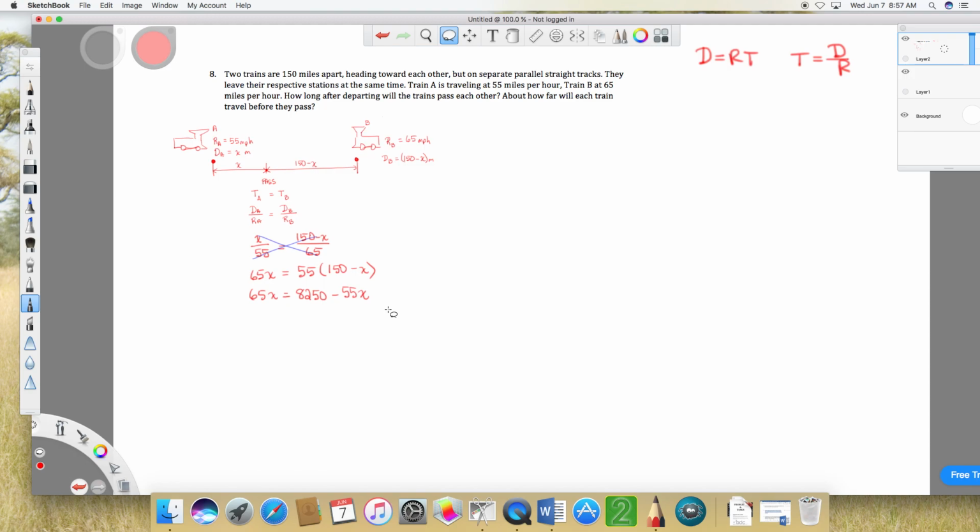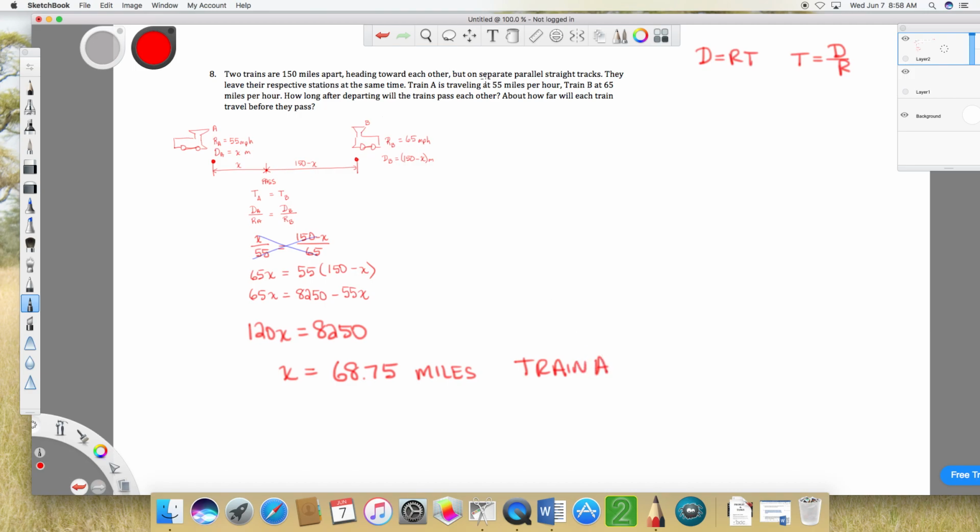Let's add 55x to both sides. 65 plus 55 is 120. So I have 120x is equal to 8250. If I divide 8250 by 120, I get 68 3/4. I'm just going to call it 68.75. Now, what did x represent? x represented the miles that Train A has traveled.